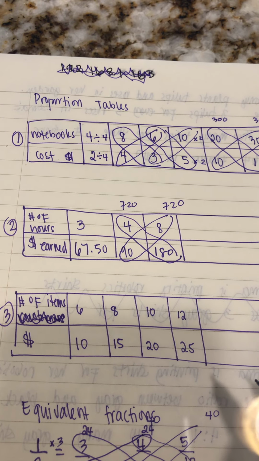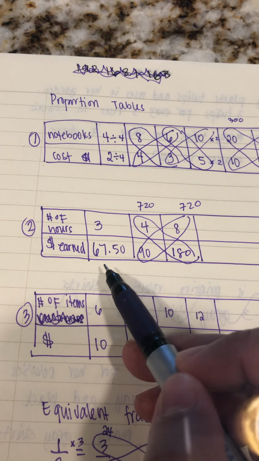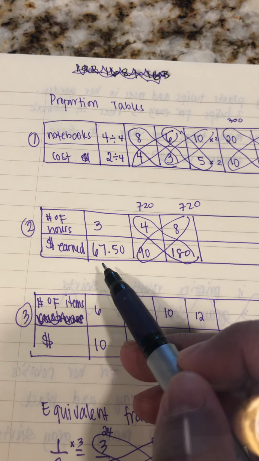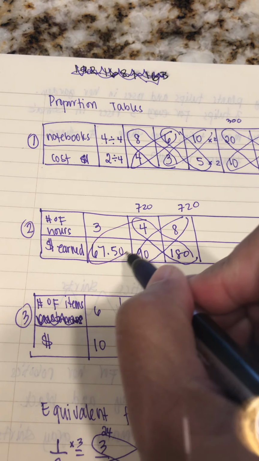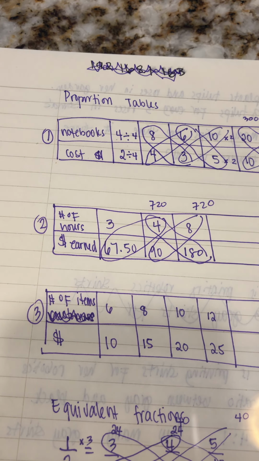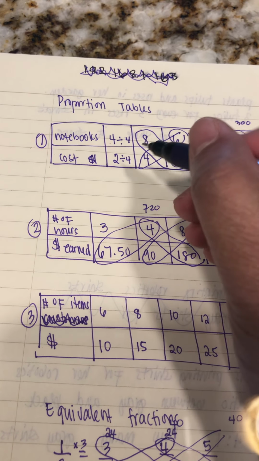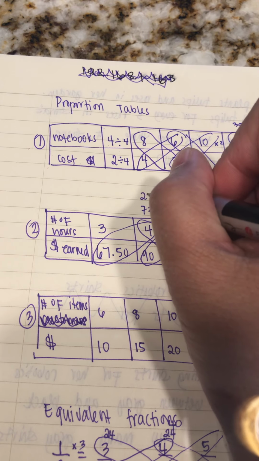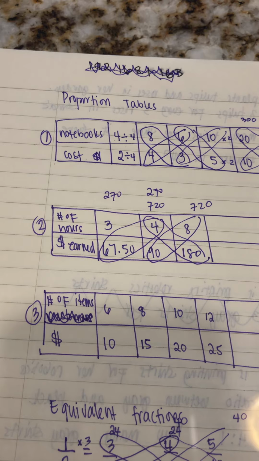Okay? Now let's see here. 3 and then 67.50. Okay, so let's do our cross multiplication here. 4 times 67.50. Okay, so let me get my calculator. So 4 times 67.50 equals 270. And then 3 times 90 is also 270. So here, this is also showing proportion.